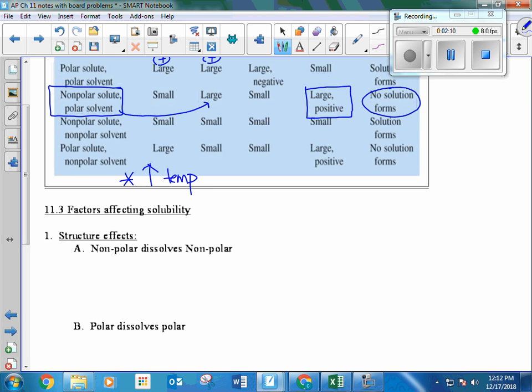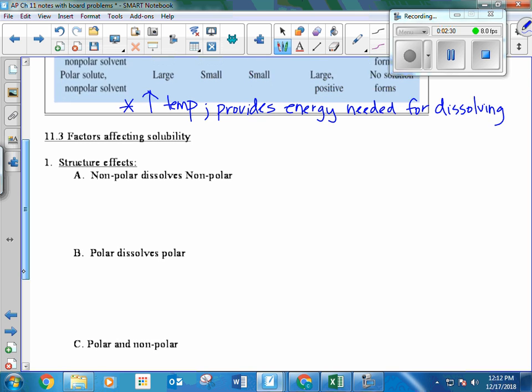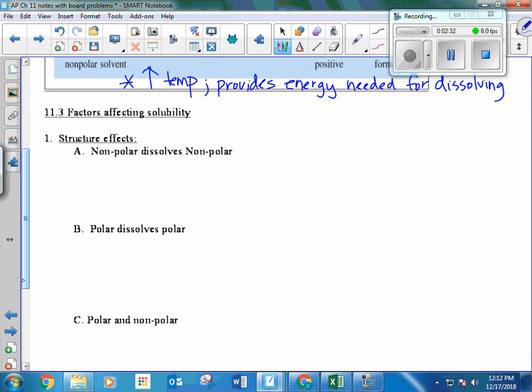But by increasing the temperature, this provides the energy needed for dissolving. Okay, so we need some energy there to break bonds and create some space, and temperature often can do that. So structurally, be able to draw some pictures.